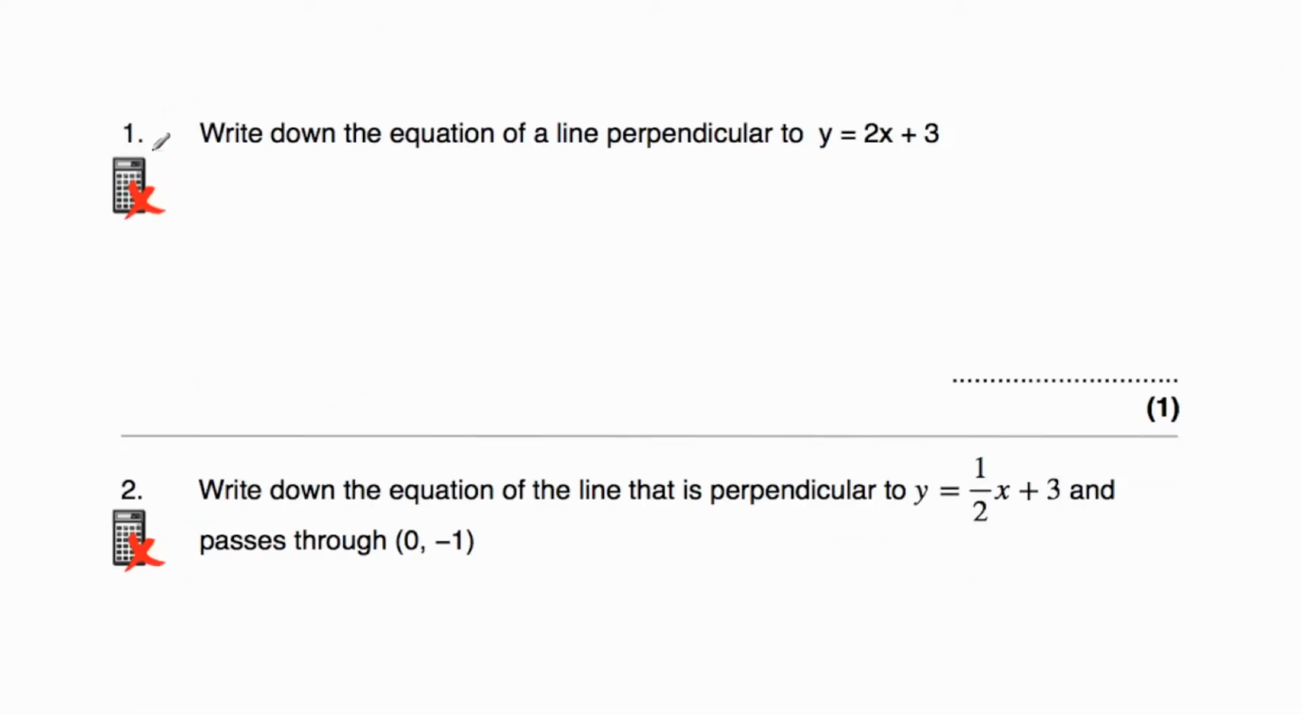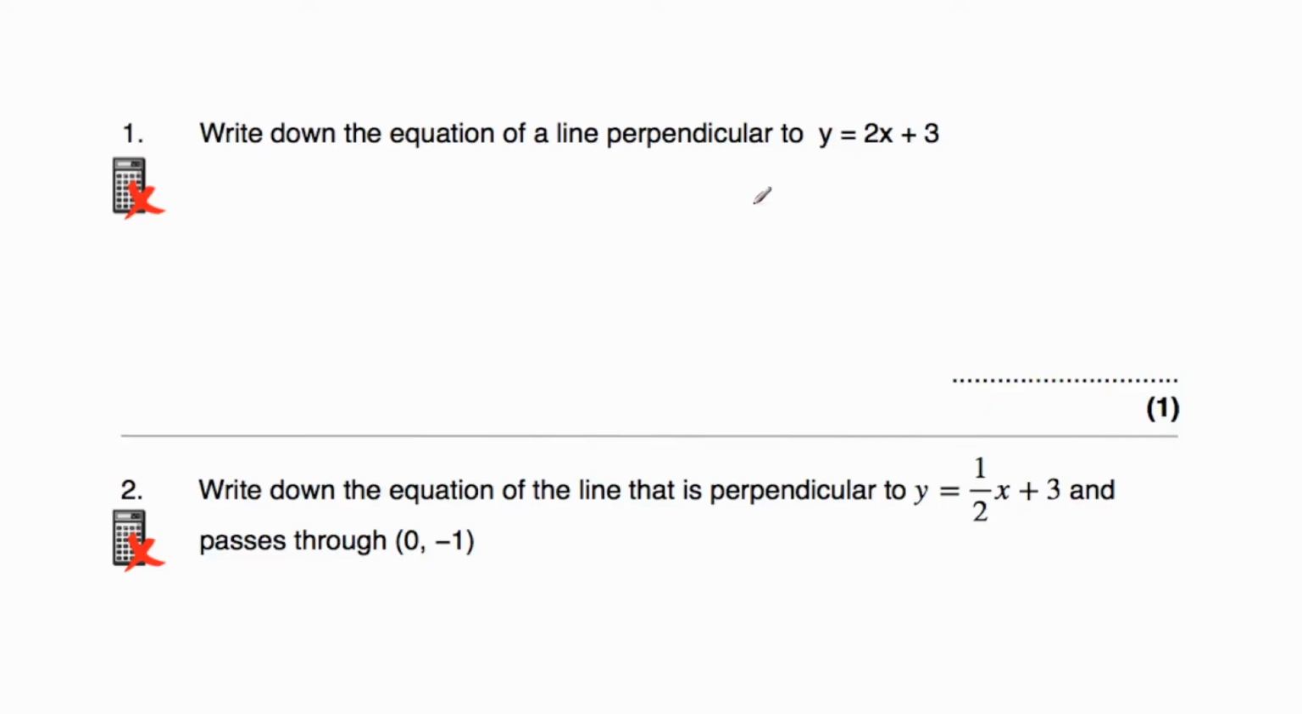So question number one says, write down the equation of a line that is perpendicular to y equals 2x plus 3. So we've got the equation of a line, y equals 2x plus 3, and we want to write down the equation of any line that's perpendicular to that line. So remember, whenever two lines are perpendicular, their gradients will multiply together to give you -1. Or another way to consider it is the gradient is the negative reciprocal, and I'm going to use that in this video a lot.